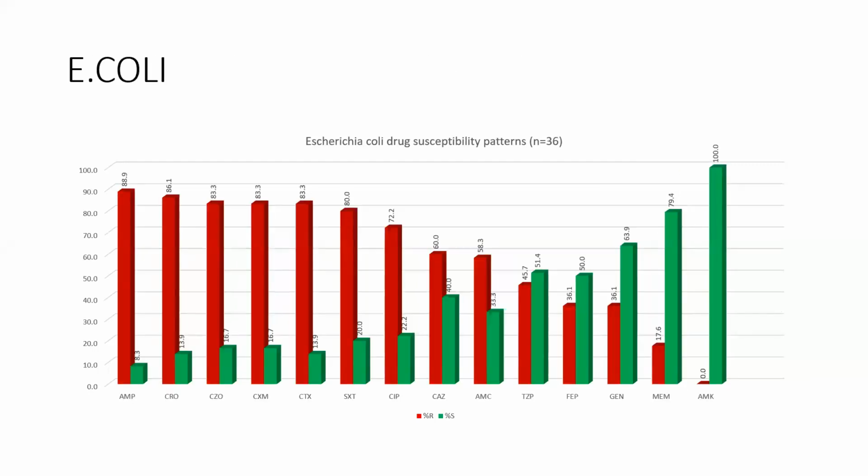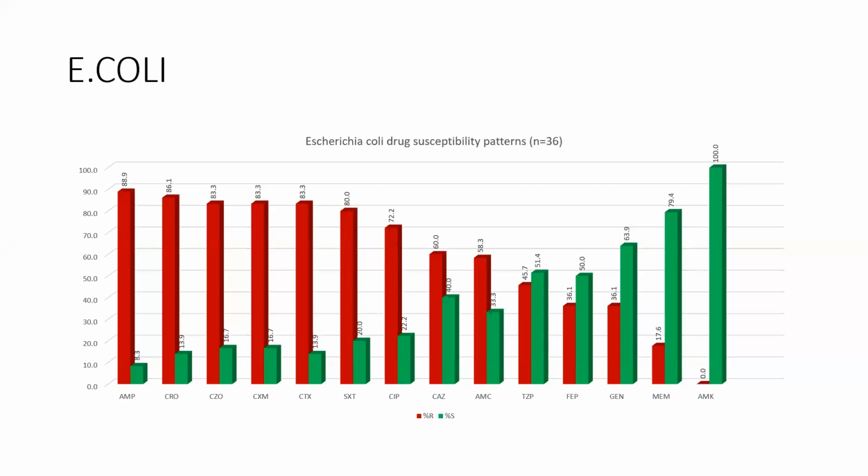When you look at E. coli, the patterns are showing resistance to ampicillin, ceftriaxone, CRO is ceftriaxone, and CZO is cefazolin. When you look at all this data, it means we only have Genta, meropenem and amikacin with us that are still susceptible.